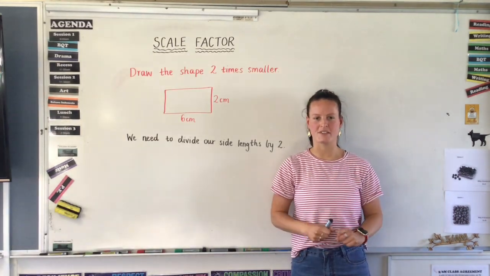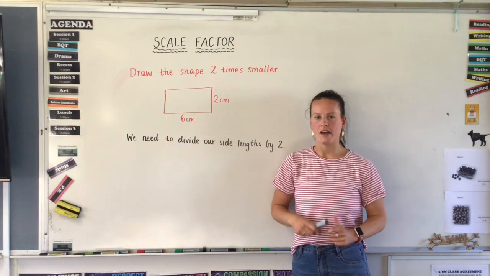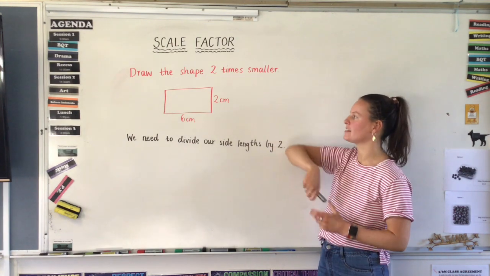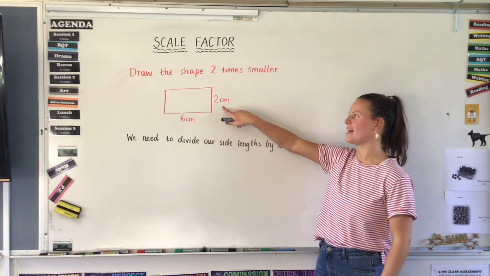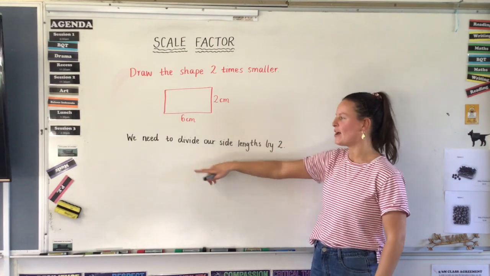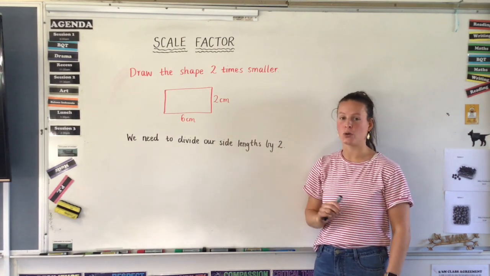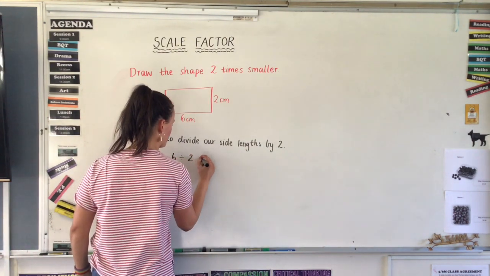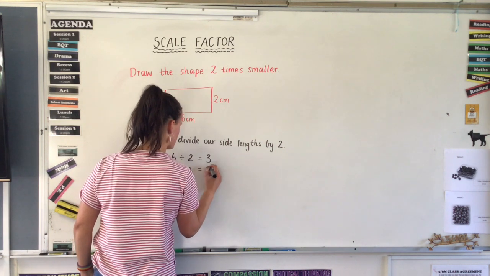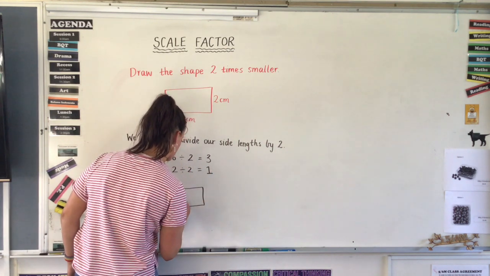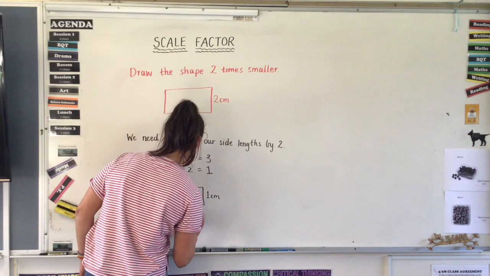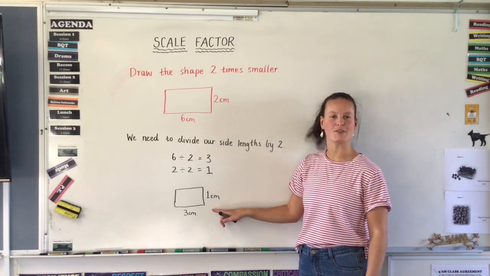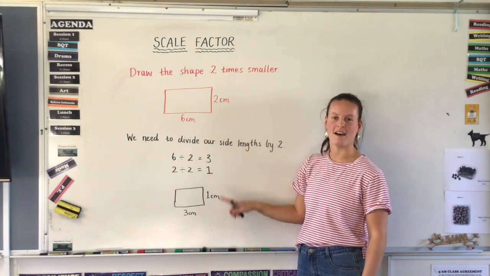We can then use our knowledge of scale factor to draw new shapes. So let's have a look at this question. Draw the shape 2 times smaller. I can see I have a rectangle with a length of 6 centimetres and a width of 2 centimetres. So we need to divide our side lengths by 2 to make the shape 2 times smaller. So there you have it. I divided my side lengths by 2, and then I drew my correct shape 2 times smaller than the original.